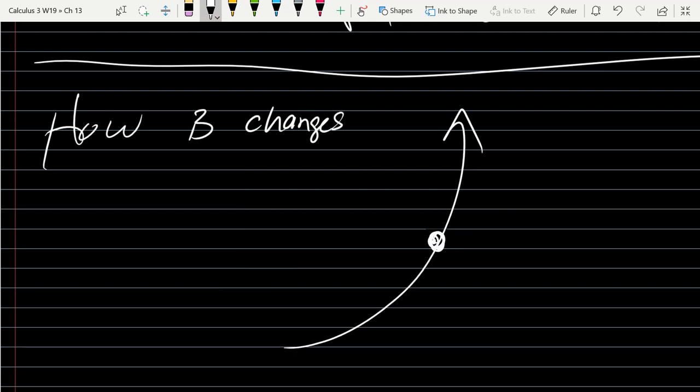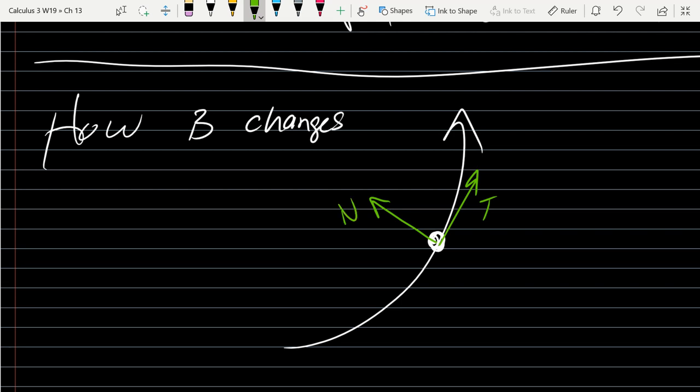My index finger is going velocity. My middle finger is going acceleration. So let's go ahead and draw the velocity right here. Now I'm going to draw the unit velocity, so that'll be T. And then I'm going to do unit acceleration, N.